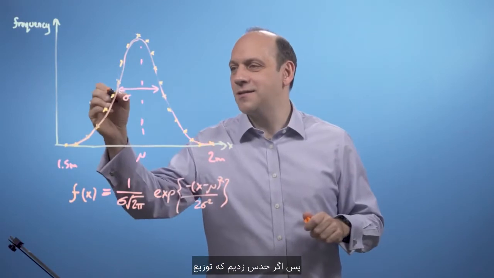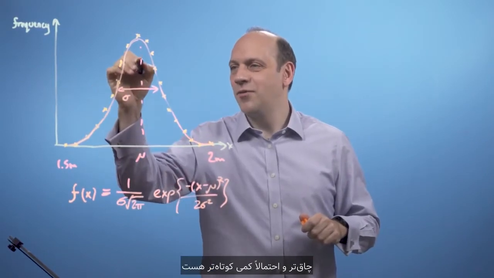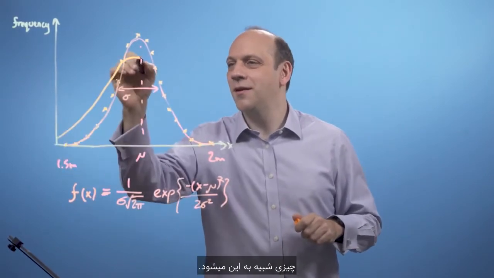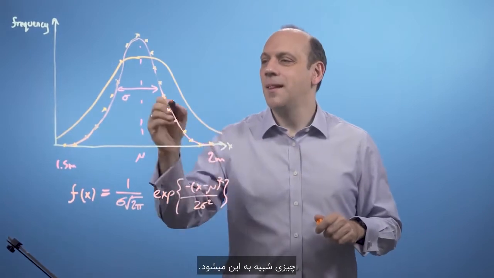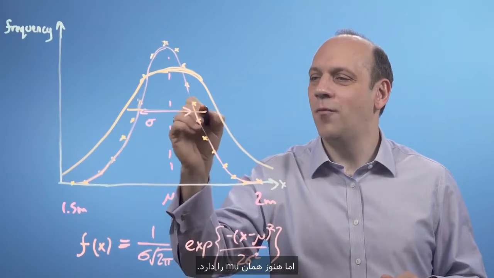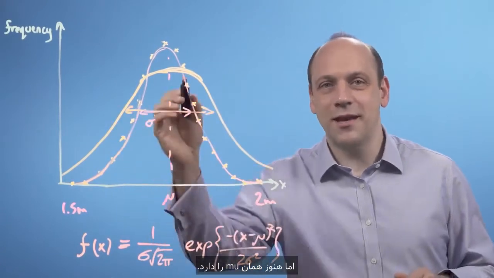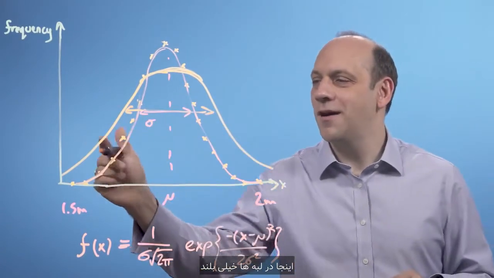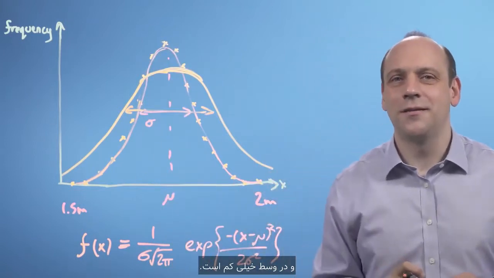Imagine that we had guessed that the width was wider than it really is, but keeping the area at 1. So if we guessed that it was a fatter and probably a bit shorter distribution, something like that. This one has a wider sigma, but it's got the same mu. It'd be too high at the edges here and too low in the middle.